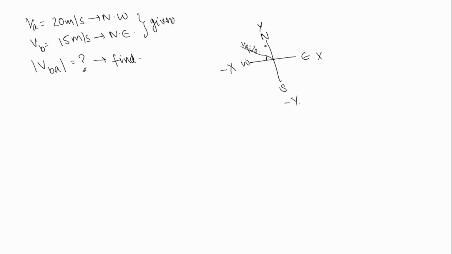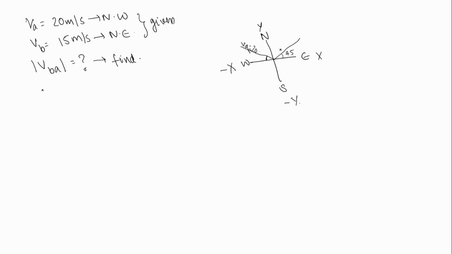Now the velocity of particle B. It is in the northeast direction, so it lies over here. It is also exactly in the northeast direction, so it makes exactly 45 degrees with the x-axis, and it also makes 45 degrees with the y-axis.